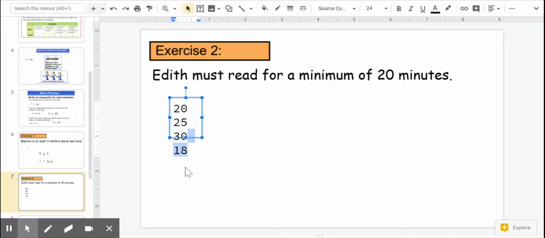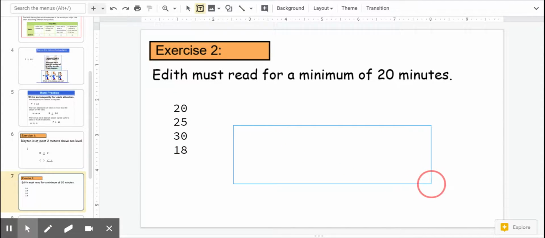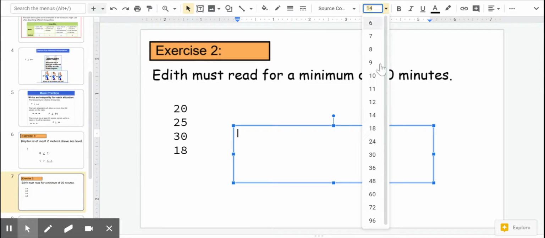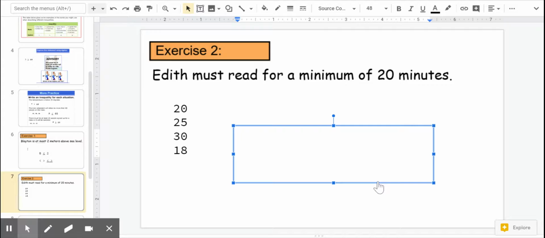And then I want you guys thinking about what symbol we would use. So if I again want to be writing this, I'm going to use E for Edith. Could you write M for minutes? Sure, lots of right answers here. But if I have E, and then I'm going to have the number 20 on the side, what symbol would you put in the middle?